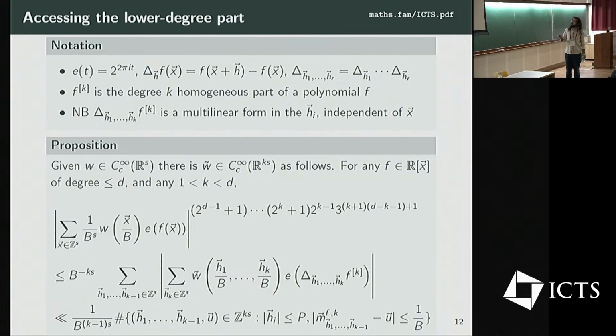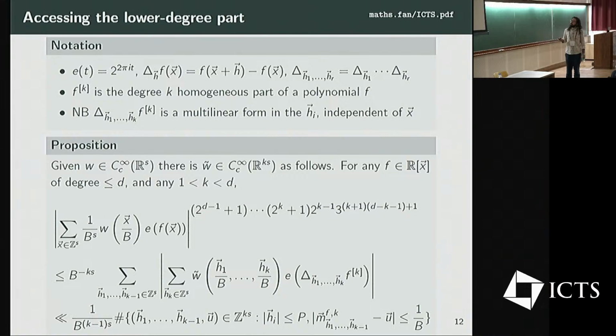So here we have some typical notation for the circle method. E of t is e to the 2 pi i t. This forward difference operator takes a function, shifts it by h, and then subtracts the original function. And if you apply it r times, then we write that more concisely by just putting all the shifts in a row with one symbol for the operator.